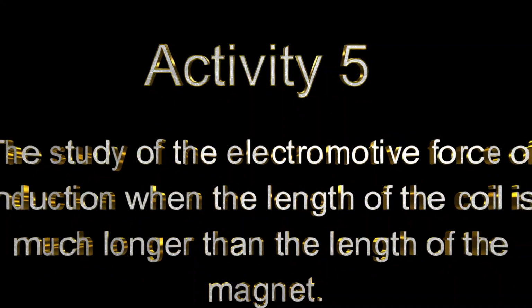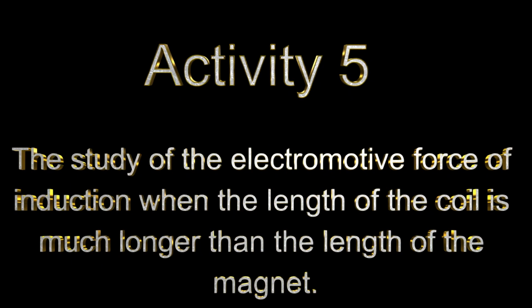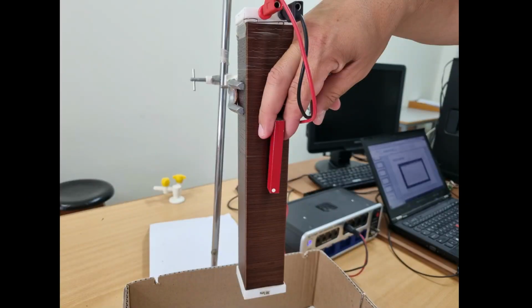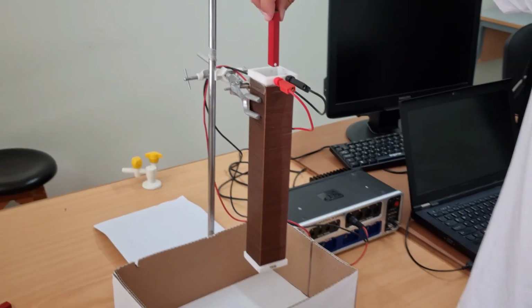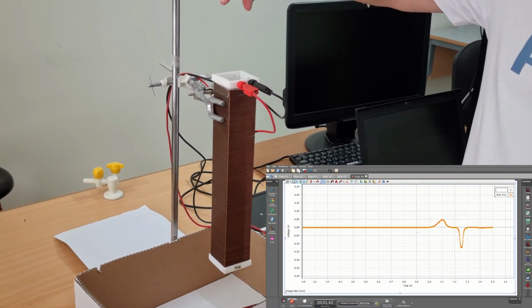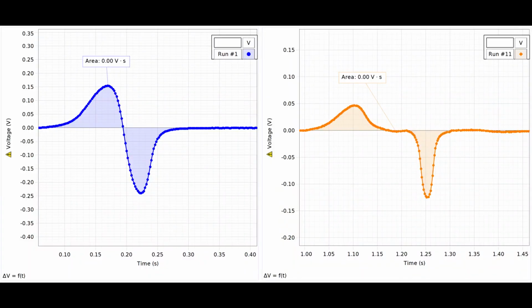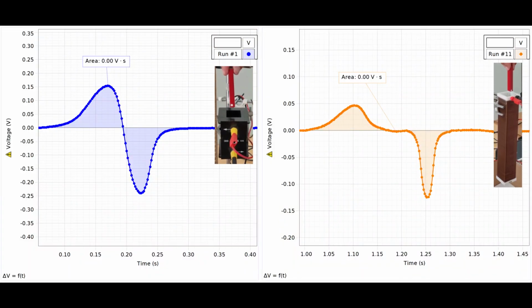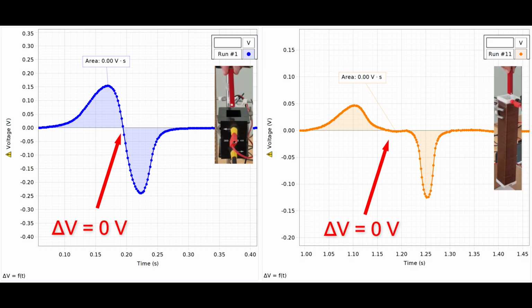Activity 5. The study of the electromotive force of induction when the length of the coil is much longer than the length of the magnet. We drop a magnet through a much longer coil. We notice that there is a period of time during which the magnetic flux does not change and the induced electromotive force is zero.